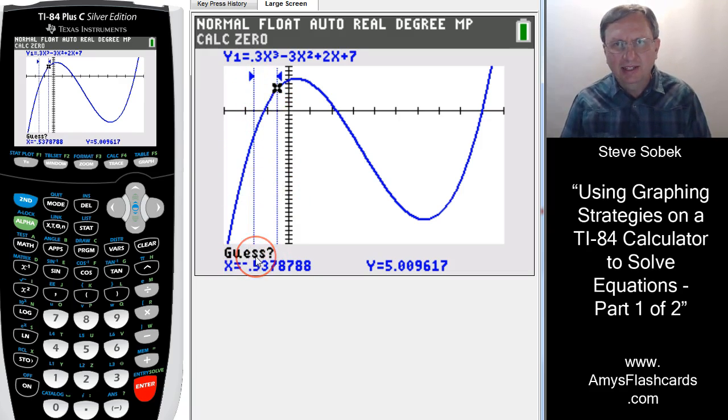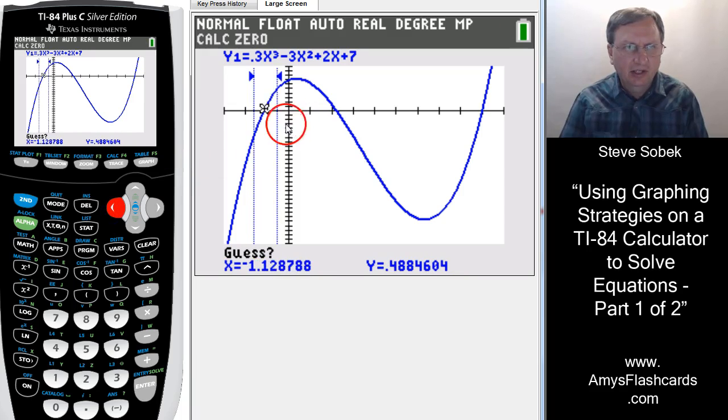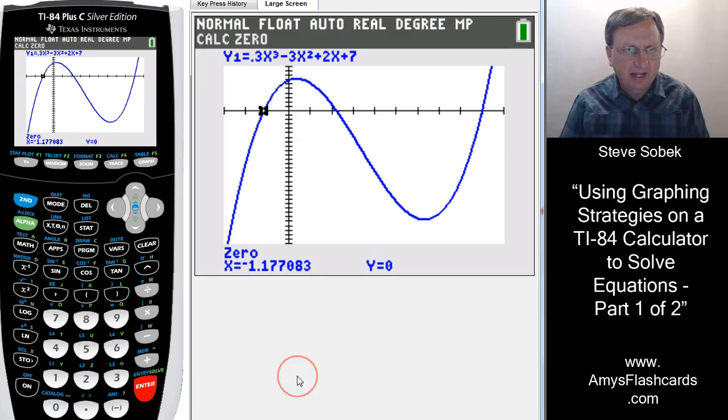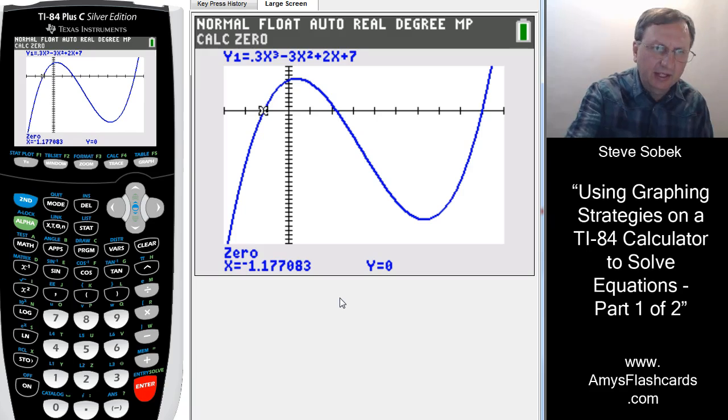One more question that it's asking us, and that is, what is a best guess? It wants us to hit the left arrow key to get back somewhere close to the intercept. You could be anywhere in between, doesn't matter, and hit enter. And finally, it will give us the 0 of the function. Here's the x value that makes the y value a 0. And so I'm going to write that down, negative 1.177. I'll just round that to 3 decimal places.